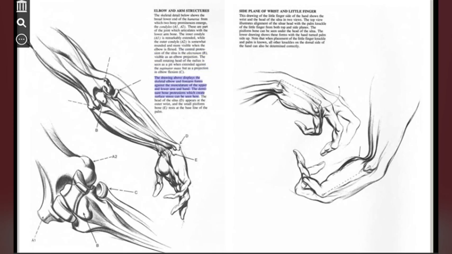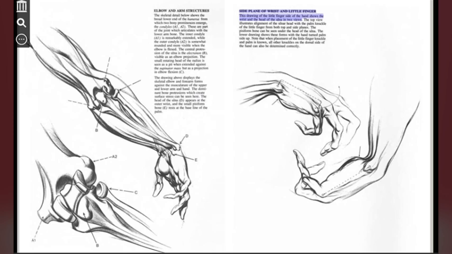The drawing above displays the skeletal elbow and forearm forms against the musculature of the upper and lower arm and hand. The dominant bone protrusions which create surface stress can be seen here. The head of the ulna, D, appears at the outer wrist, and the small pisiform bone, E, rests at the baseline of the palm. Side plane of wrist and little finger.